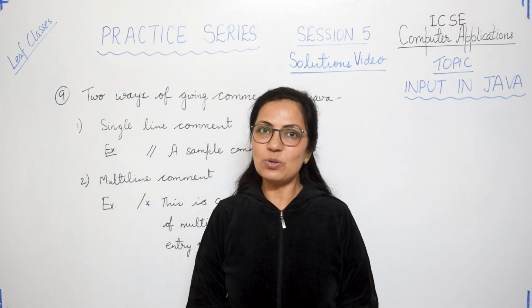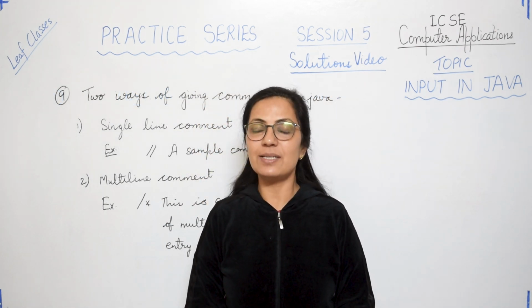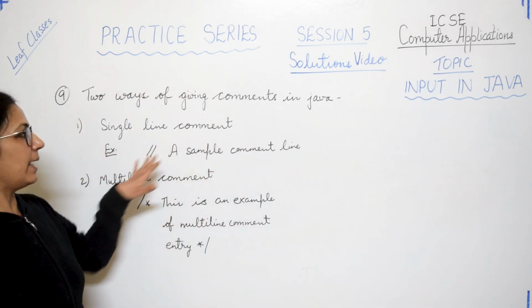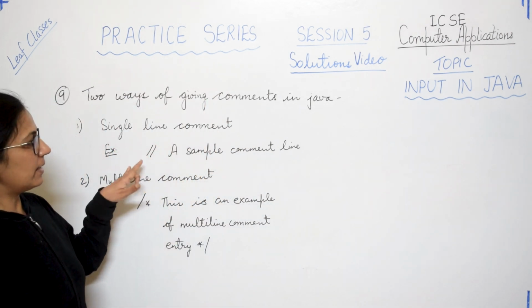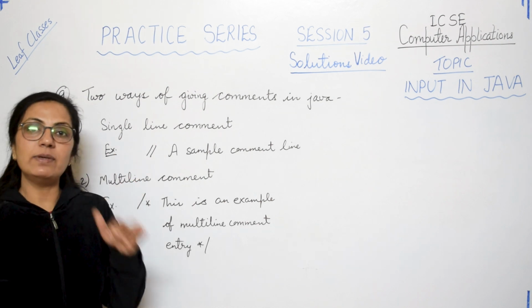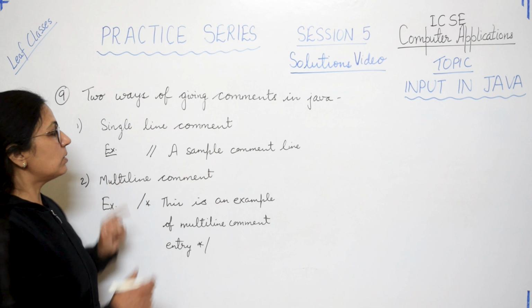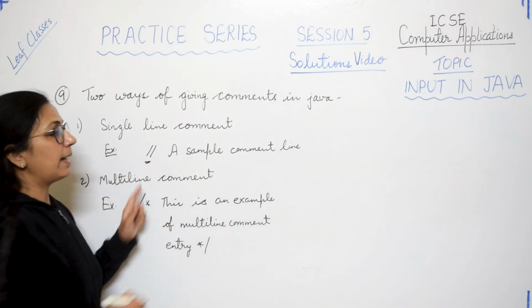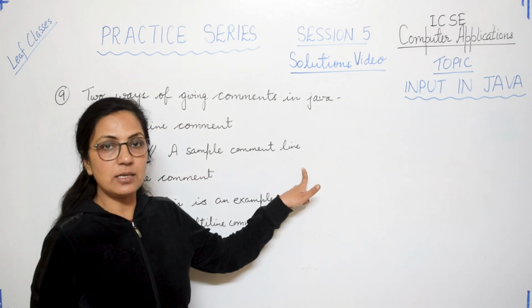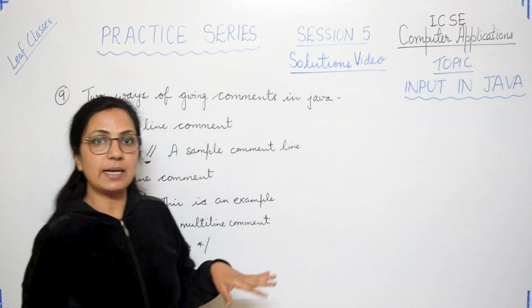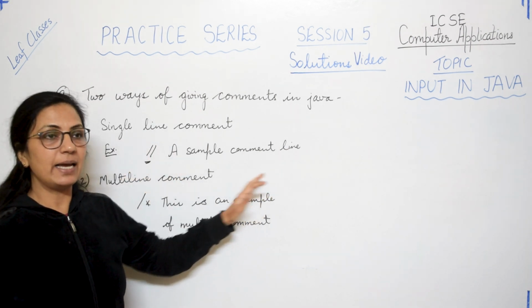Question number 9 is to give 2 ways of comment entries in a Java program. So here are the 2 ways. First is single line comment, and here I have written the example. Single line always starts with double slash mark. So whichever line you start with double slash mark, that line becomes the non-executable line or the comment entry, and the compiler skips that line. It does not compile that line, right?